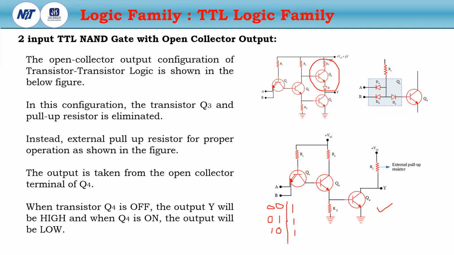Now if it is 1, 1, then the two diodes DA and DB are in reverse bias. So the current will flow like this to drive the transistor Q2, and then Q2 will turn on Q4. So there is a path between R4, RL and Q4. So the output will be 0. So this is the open collector type configuration of the TTL NAND gate.